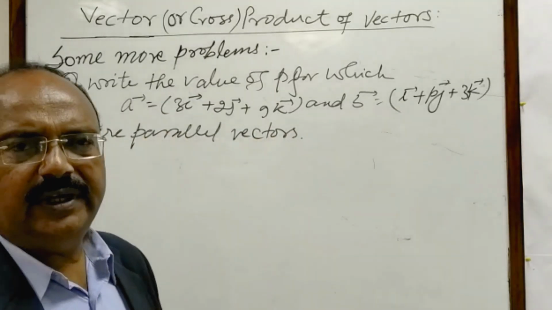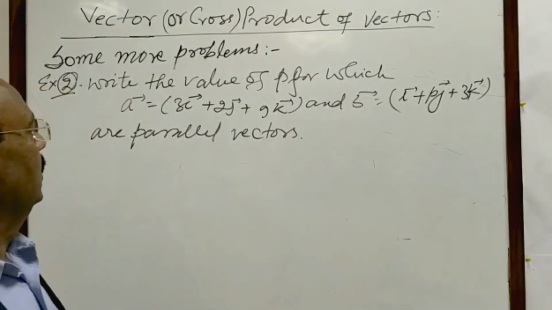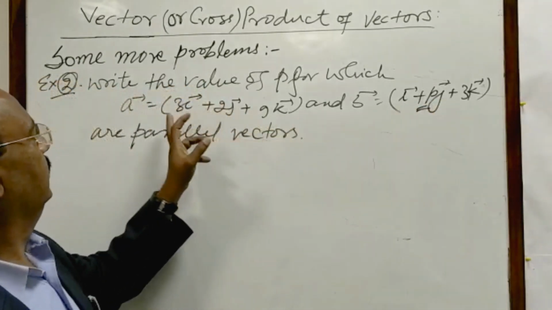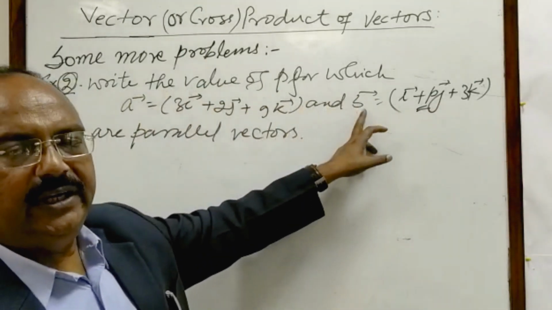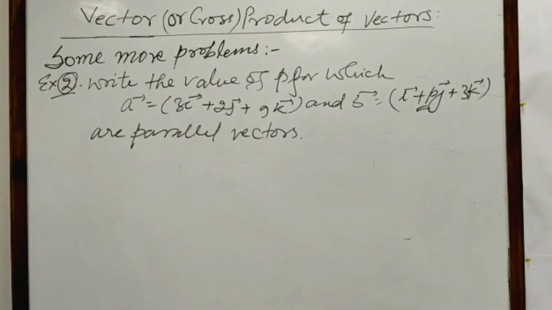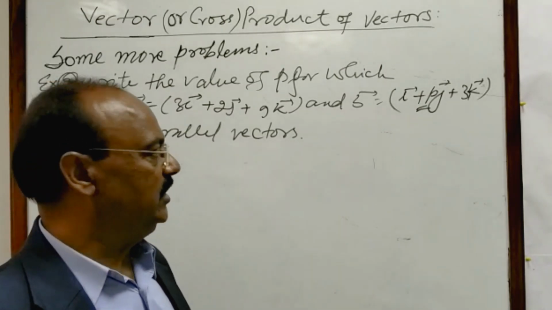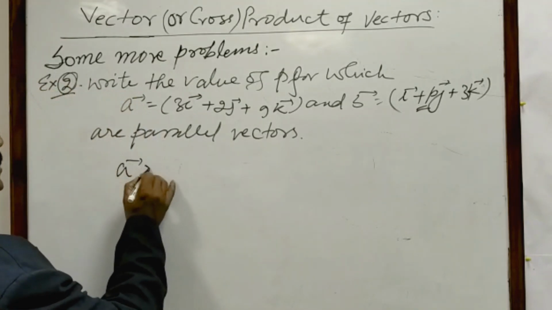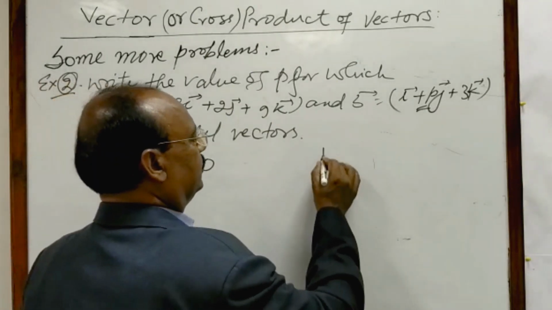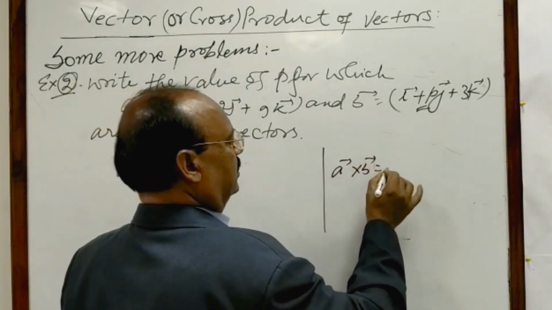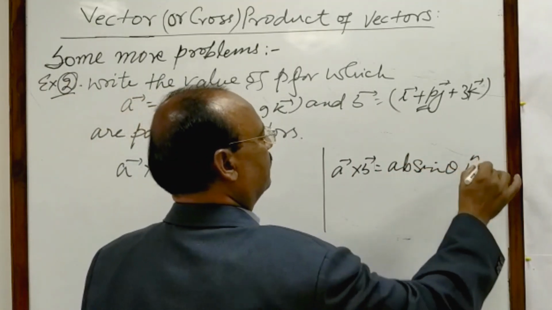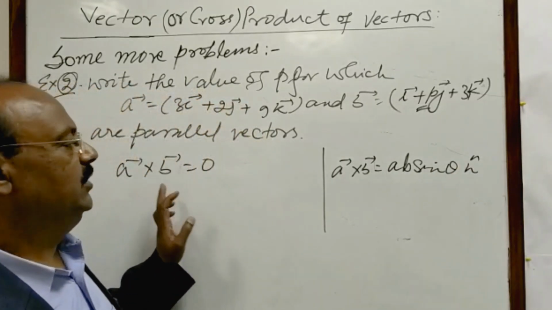So now this question is very straightforward. Here we have to find out the value of p so that these two vectors a and b will be parallel to each other. You know that when two vectors are parallel to each other, then the cross product of these two vectors will be 0, because a cross b is equal to magnitude of a, magnitude of b, sine of theta into unit vector n perpendicular to each of these two vectors.